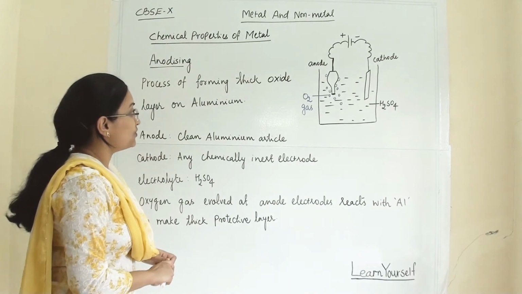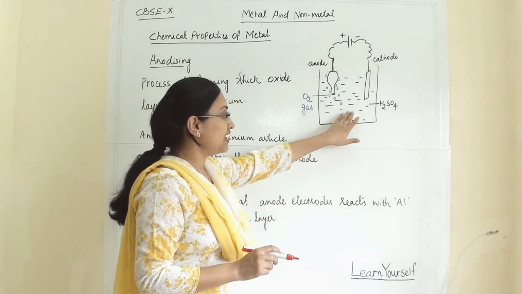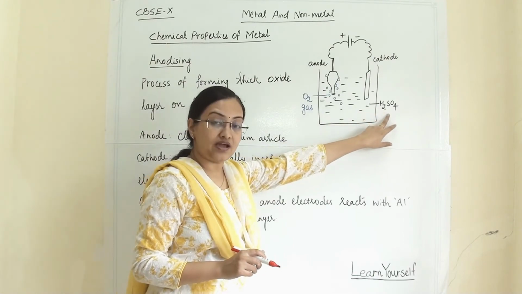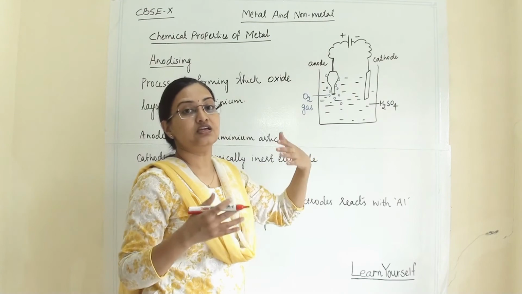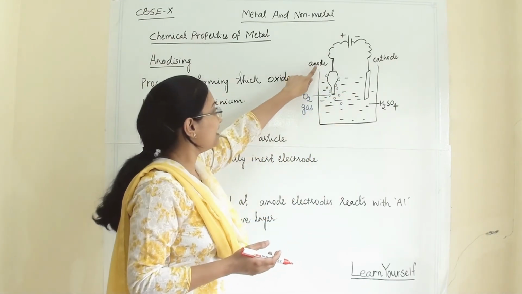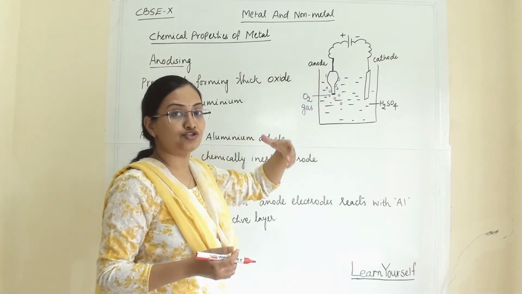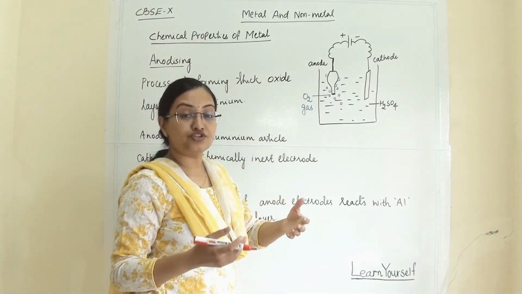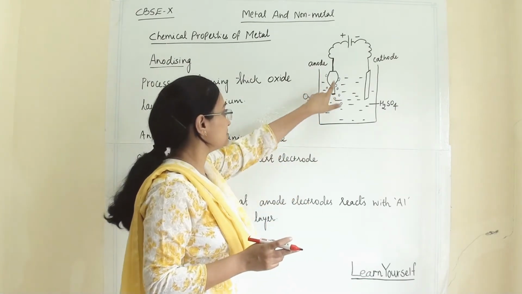So how are we going to do this? In an electrolytic cell. As an electrolyte, I have taken sulfuric acid. As a cathode, take any inert electrode: carbon, platinum, any electrode. And as an anode, I have taken a gift article on which we want to make an oxide protective layer. So this is my article.